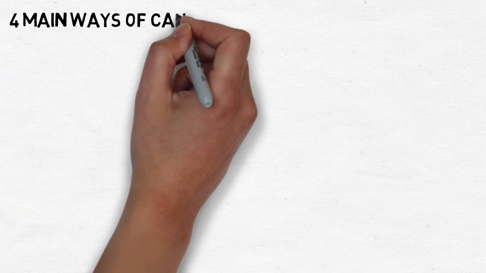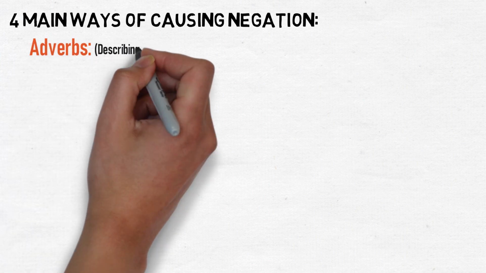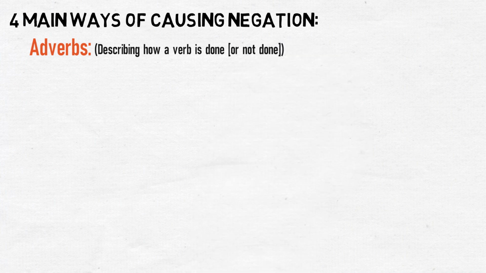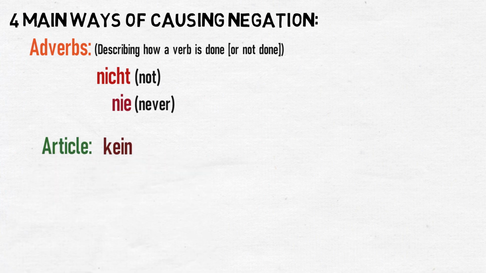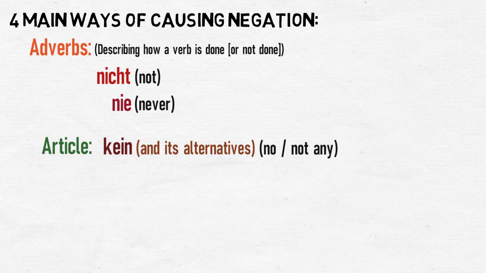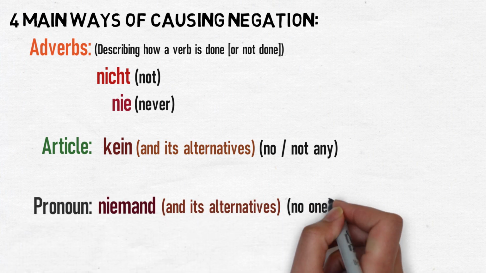In German, there are 4 main ways of causing negation, and these are as follows. Adverbs, which describe how verbs are done, including if they are not done, such as nicht, which means not, and nie, which means never. The article kein, and its alternative forms, which means no or not any, and the pronoun niemand and its alternative forms, meaning no one.